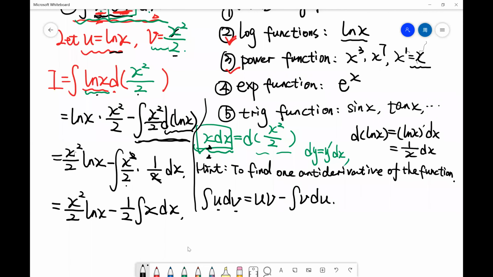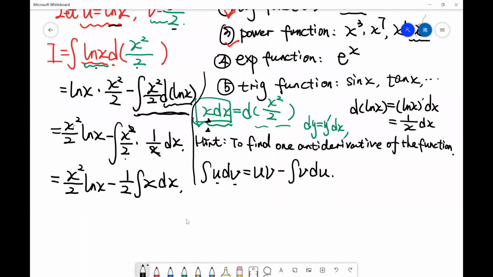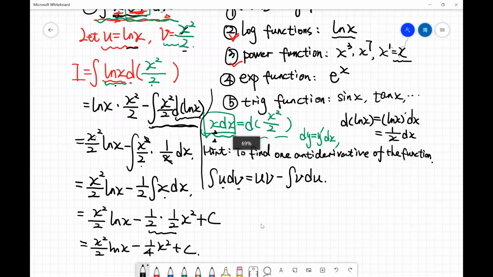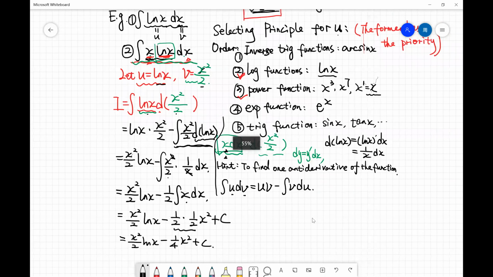So we can use the formula directly. That equals x squared by 2 times ln x minus 1 by 2. Here we use the formula. That is 1 by 2 x squared, right? And then plus c. And we put these two constants together. That equals x squared by 2 ln x minus 1 by 4 x squared plus c here. Okay, I will make it smaller to let you see the whole procedure.